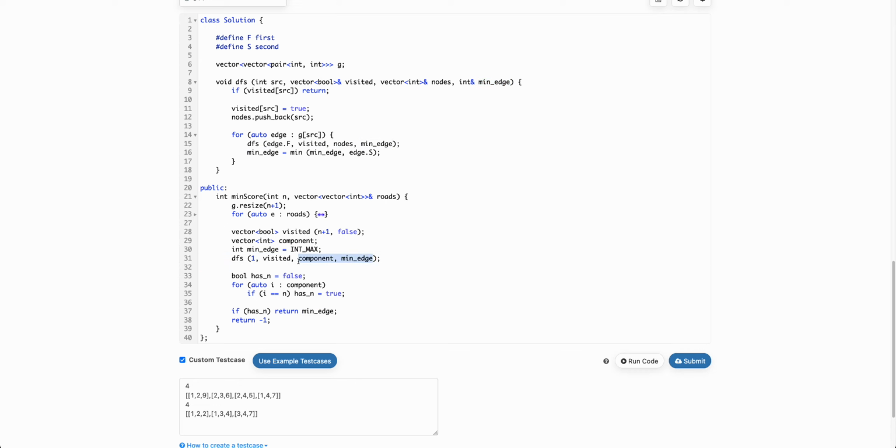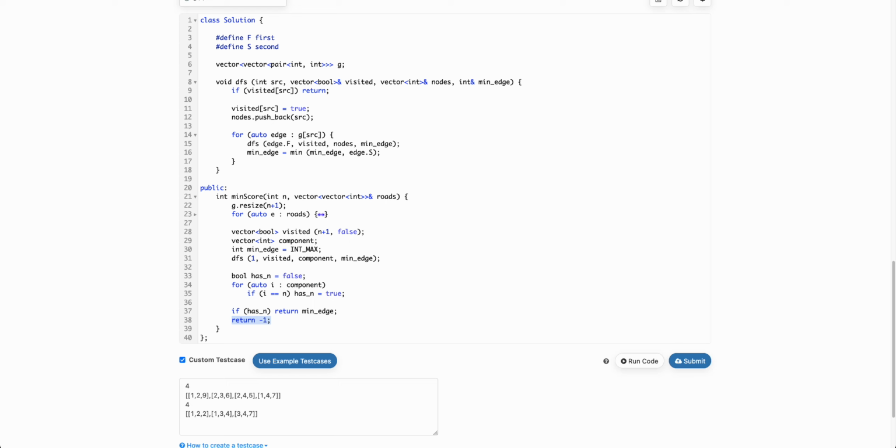Okay. Now, after that, I just check whether N, the destination that I want to visit, is there in this connected component list or not. If it is there, I will return the minimum edge that we have encountered. Otherwise, it is not possible and we return -1. Okay. So hope this entire solution makes sense.